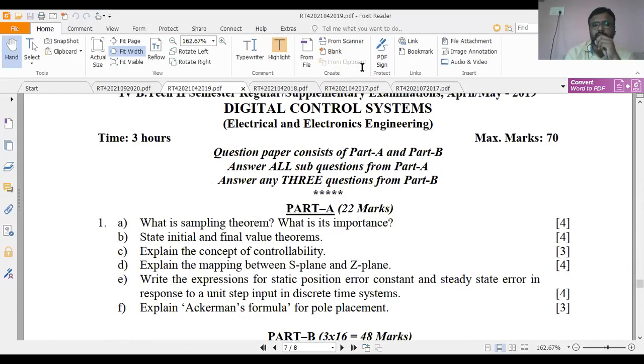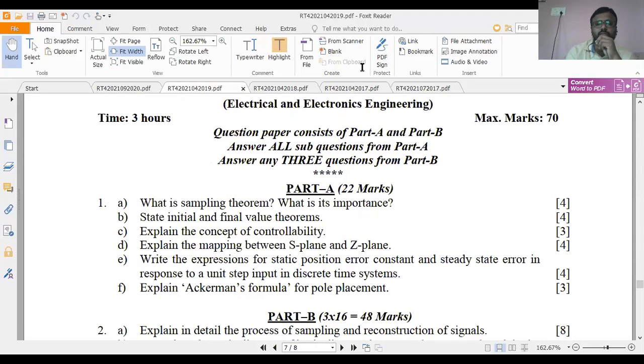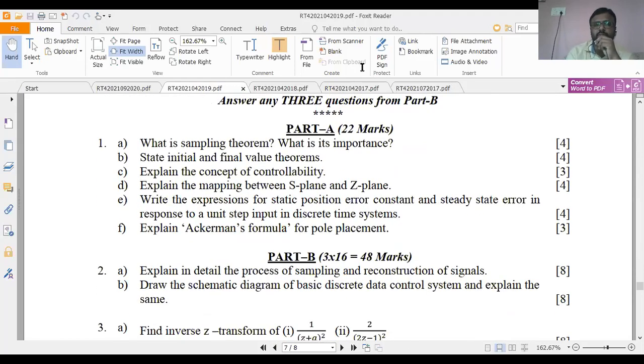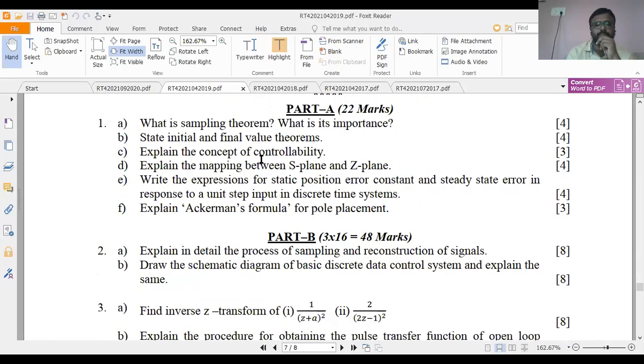And this is the last set. The 2 marks question asked for 2019 set 4 is: state initial and final value theorem. In the previous set he asked for 7 marks; in this set he has asked for 4 marks. State initial and final value theorem, that is f of 0 and f of infinity.